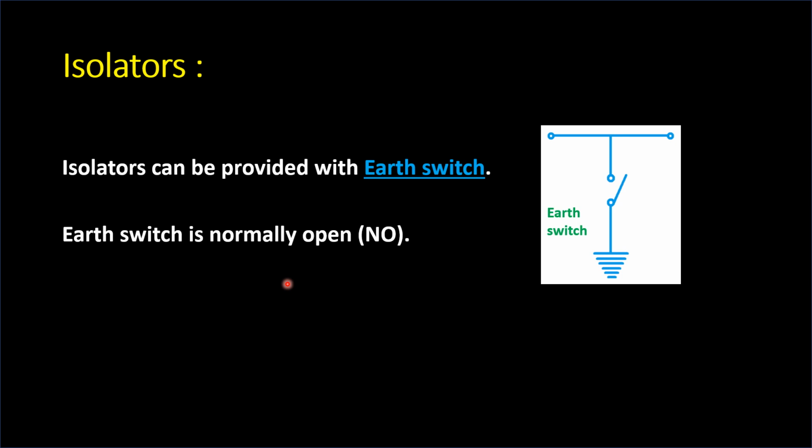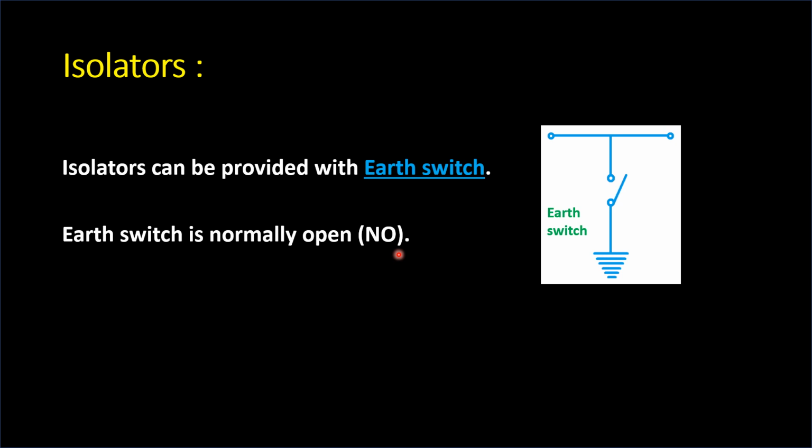So the isolator cannot be opened unless the circuit breaker is open, and the circuit breaker cannot be closed unless the isolator is closed. That is because your isolator always operates at no load condition. In this way, it also ensures the safety of operators during maintenance work. This earthing switch or earth switch is normally open.